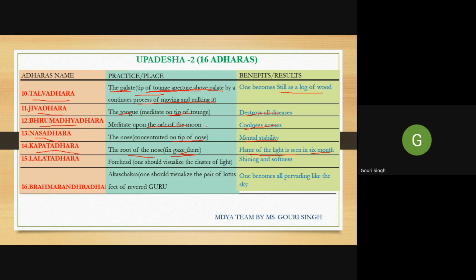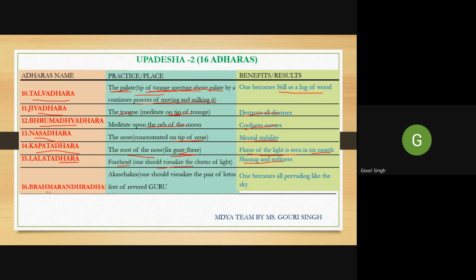Then the 15th one is the Lalata Adhara, the forehead area. One should visualize a cluster of lights in the forehead area. In that way one does the meditation so that shining and softness will improve in the sadhak's body. The shine comes out and the softness of the body improves whenever one meditates on the Lalata Adhara.